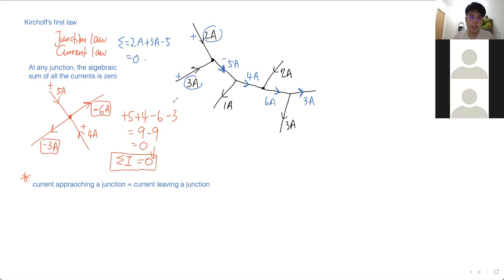Why is this so? How do they get the first law? What is the first law based on? It is based on the principle of conservation of charge. Sometimes we have to understand why it is like that. Conservation of charge, or conservation of energy, same thing.